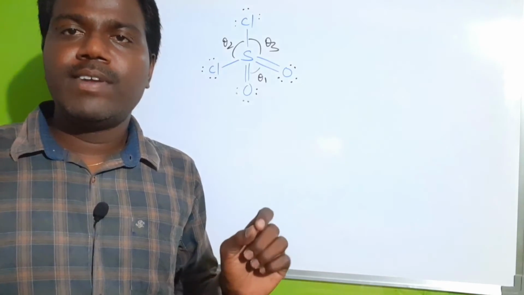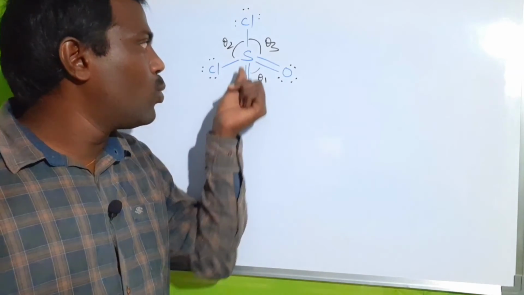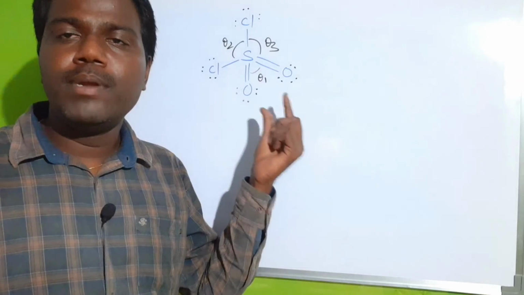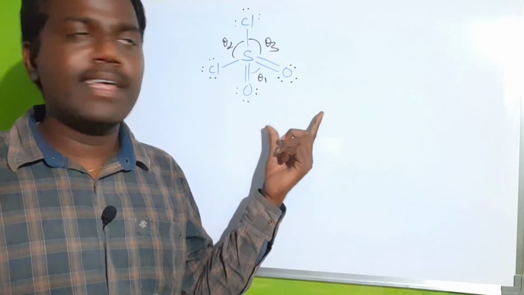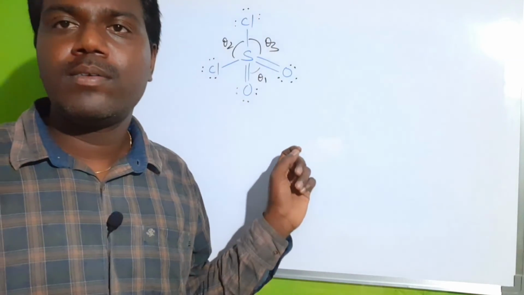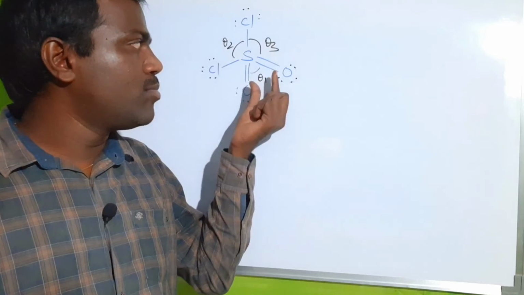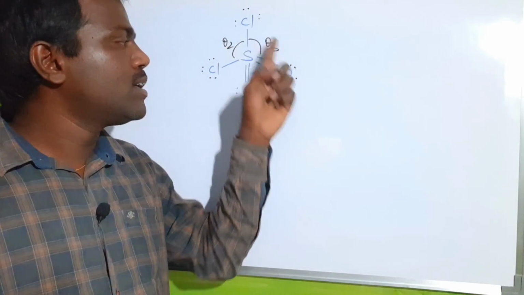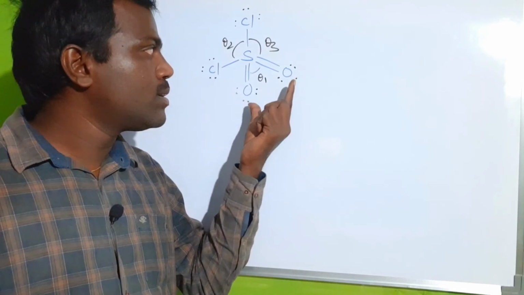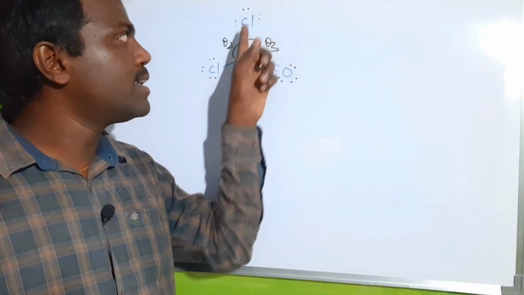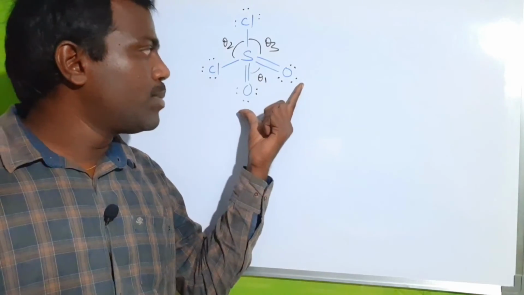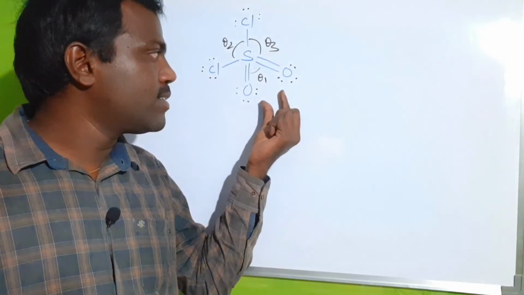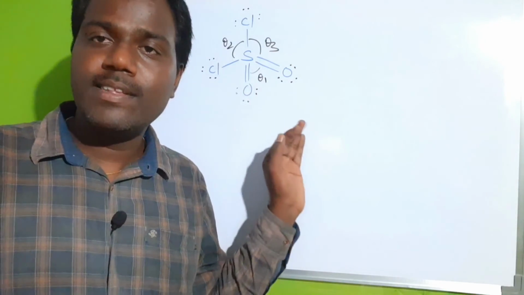In the third statement, they said that theta 1 is greater than theta 3. Theta 1 means the OSO angle. Theta 3 means the ClSO angle. The bond angle between two double bonds is always higher than the bond angle between one double bond and one single bond, because more repulsions are possible between two double bonds, so the angle is slightly increased. Between one single bond and one double bond, repulsions are less. That is the reason theta 1 is more than theta 3. So this statement is correct.